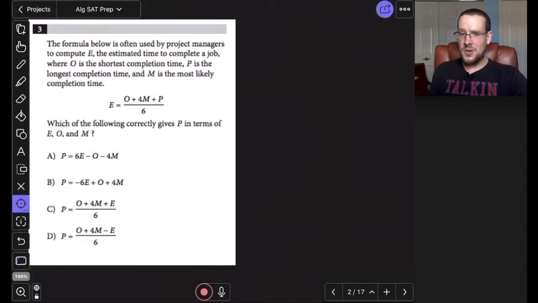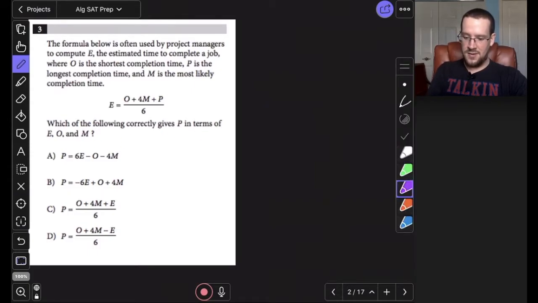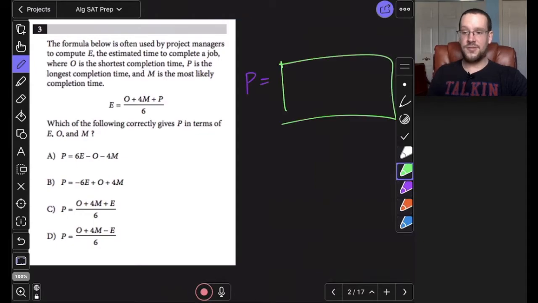This is basically saying, like, do you speak math? Do you know what it means to put P in terms of? P in terms of means P equals something. So what we need to do is get P by itself.